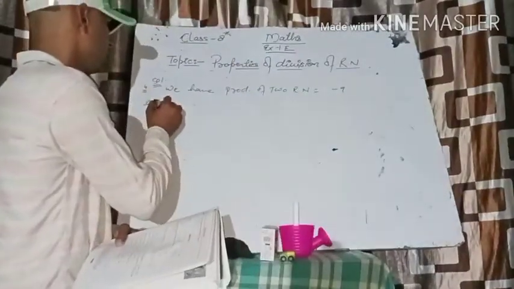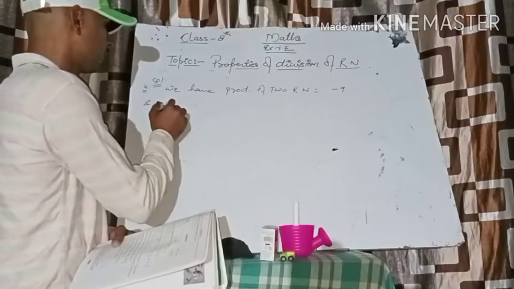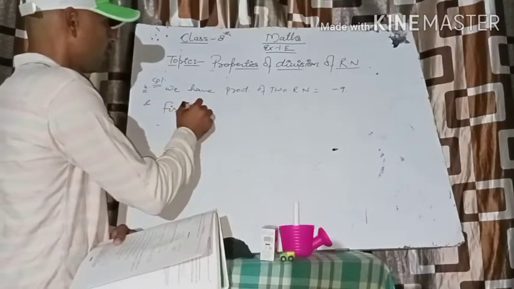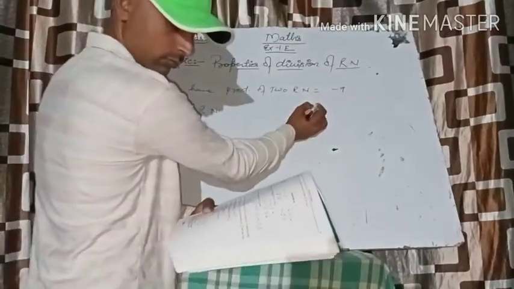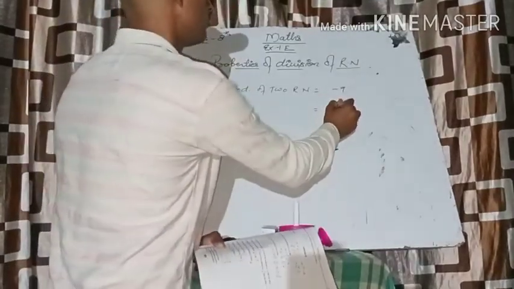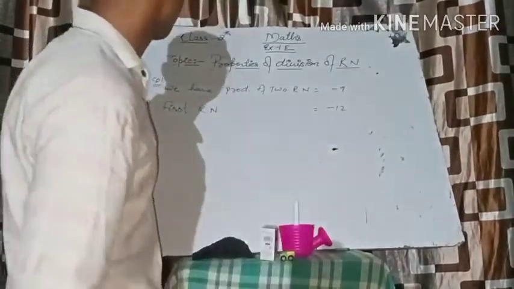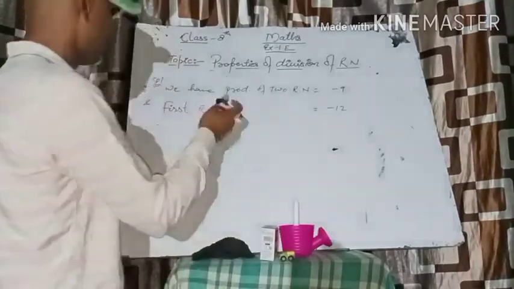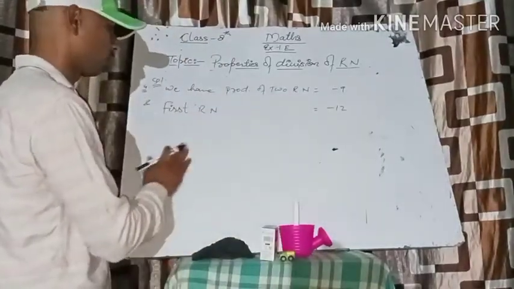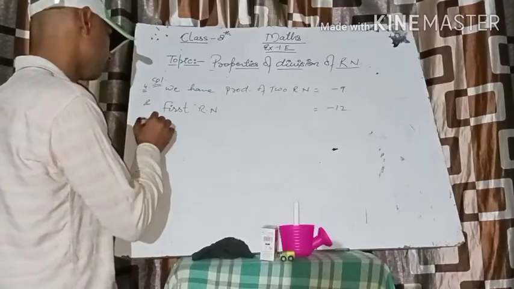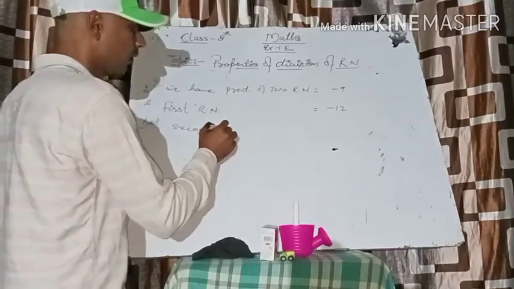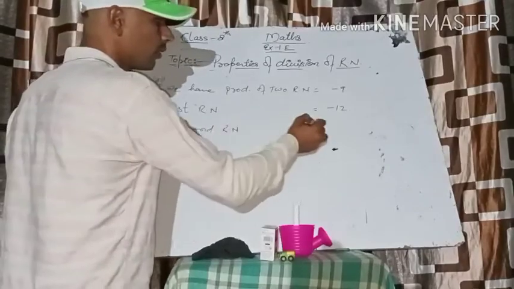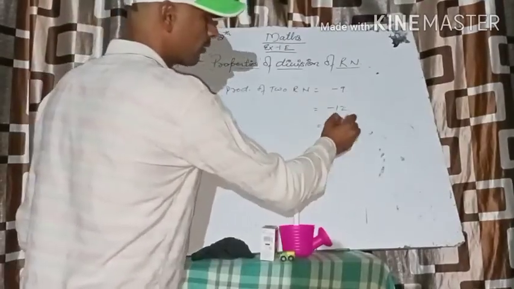Okay, first rational number equal to minus 12. Now we have to find the other rational number, that is the second rational number. Okay, let the second rational number equal to what? X.